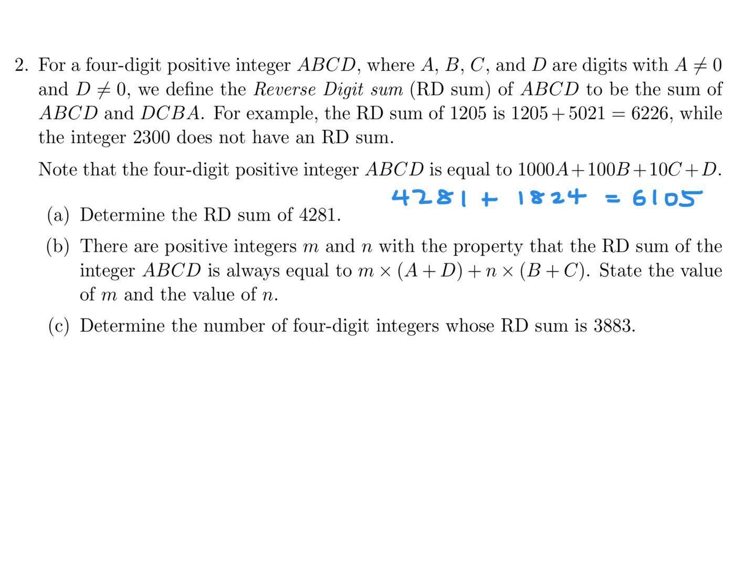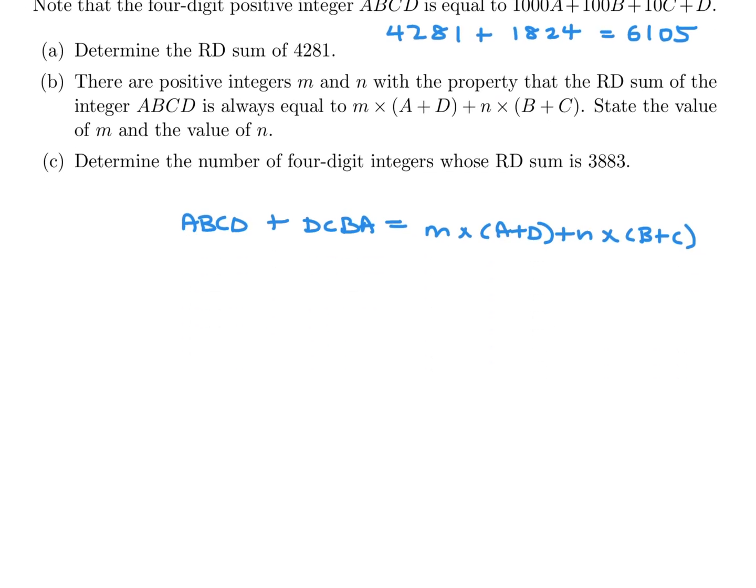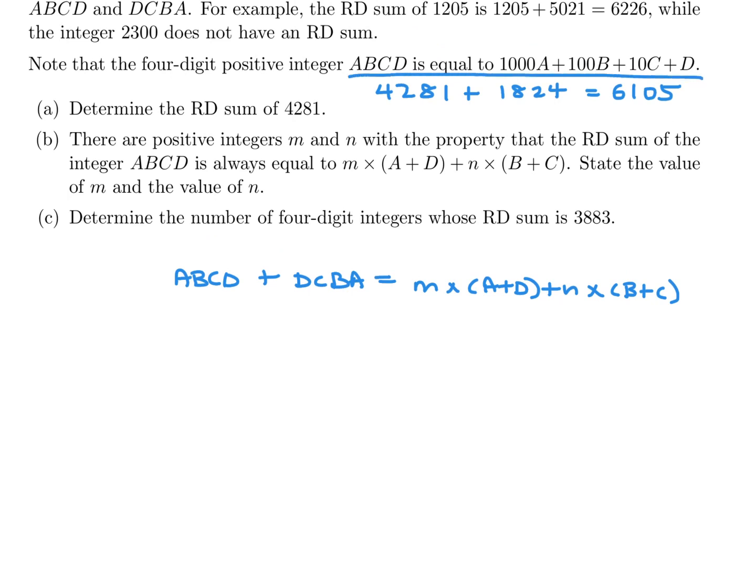There are positive integers m and n with the property that the RD sum of integer ABCD is always equal to m times A plus D plus n times B plus C. State the value of m and n. Well, ABCD plus DCBA would be, according to what they're saying, m times A plus D and n times B plus C. So let's expand this. They actually help you out a little bit here, right? I think they gave you that for a purpose. So let's just put it in. Since they've given it, I'm sure they want you to use it.